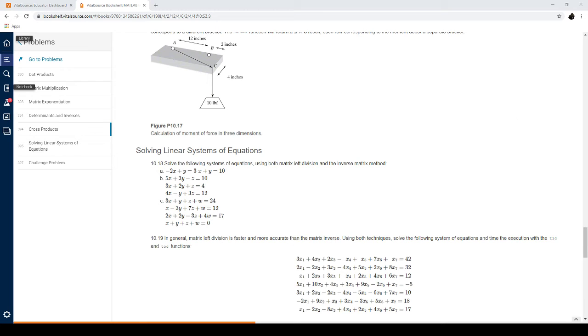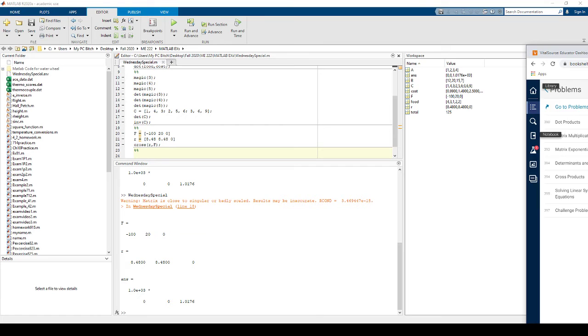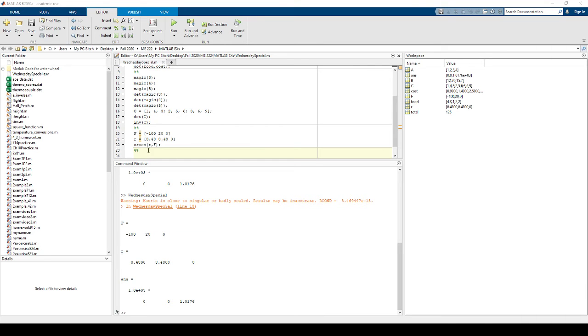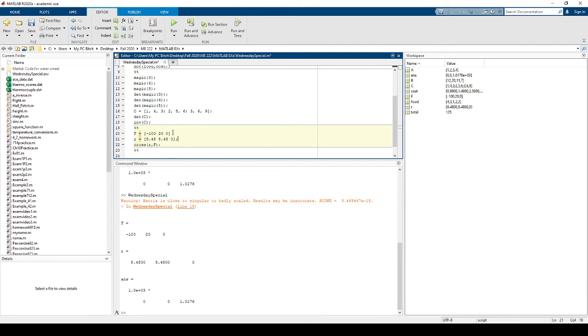How we do this one is we first have to set up these in our matrix. This is for part A. Part A is these two, so it's only a system of two equations. I'm going to move this over so I can read it while I do it. The first one is negative 2x plus y is equal to 3, sorry, they're close together.